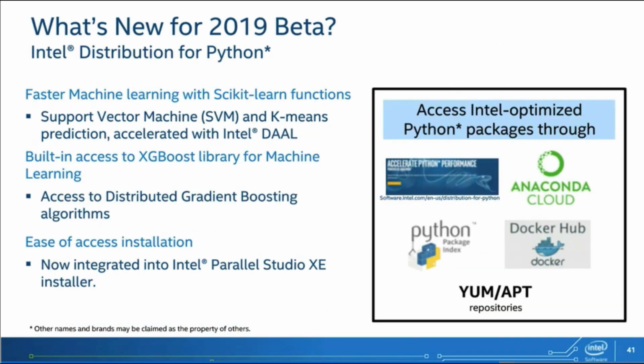What's new for the 2019 beta of Python? So the Python community is rapidly expanding in capability. We have faster machine learning with scikit-learn functions, built-in access to the XGBoost library, and easier access to install. And so you can actually access the Intel optimized Python packages through any of these aspects: the Intel distribution for Python page, Anaconda Cloud, Python package index, Docker Hub, and Yum and apt repositories.